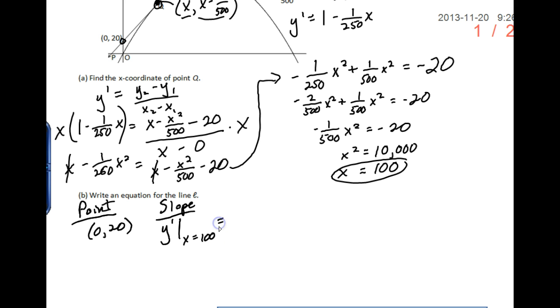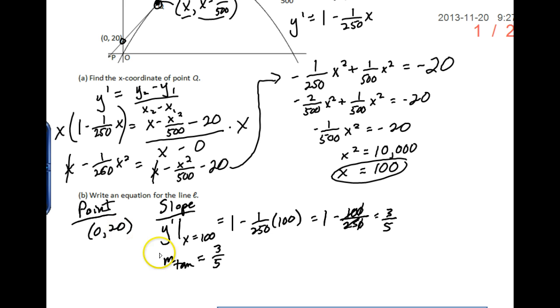So what is the derivative? We wrote it up there: y prime equals 1 minus 1 over 250 x. So 1 minus 1 over 250 times x, where x is 100, gives 1 minus 100 over 250. These reduce, both divisible by 10: 10 over 25, and both divisible by 5, so this is 2/5. So 1 minus 2/5 is 3/5. That means the slope of the tangent is 3/5.